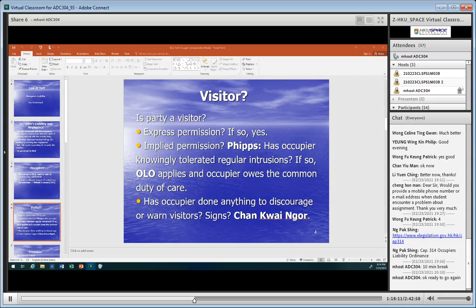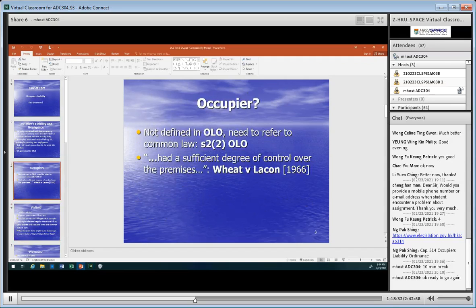So it's good to see some of you looking up the Occupiers Liability Ordinance, Cap 314, you're correct. And Section 2.1 of the Ordinance says that the rules enacted by Sections 3 and 4 shall have effect in place of the rules of the common law. However, as I say, good, but we've noted already that the Occupiers Liability Ordinance doesn't define who an occupier is.